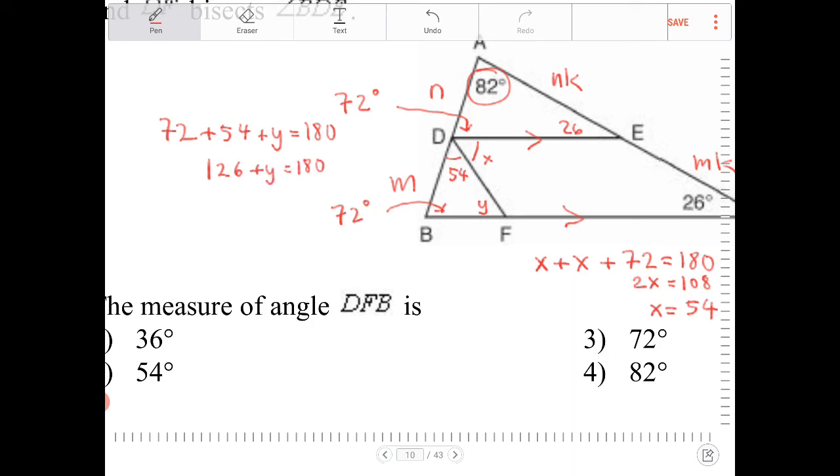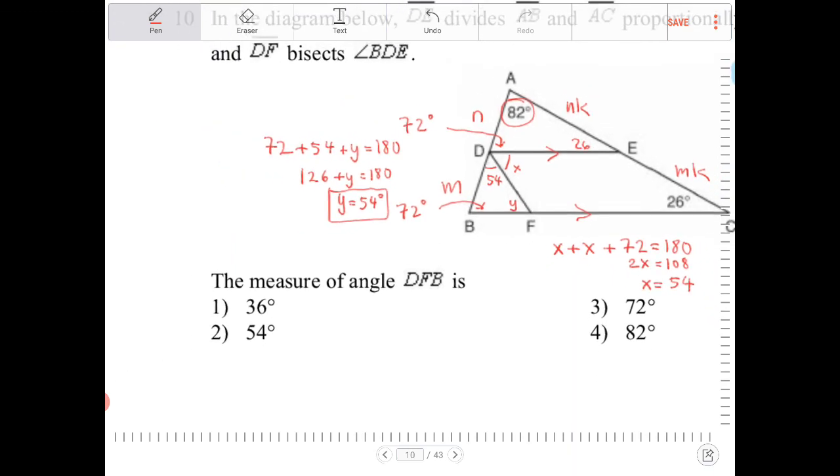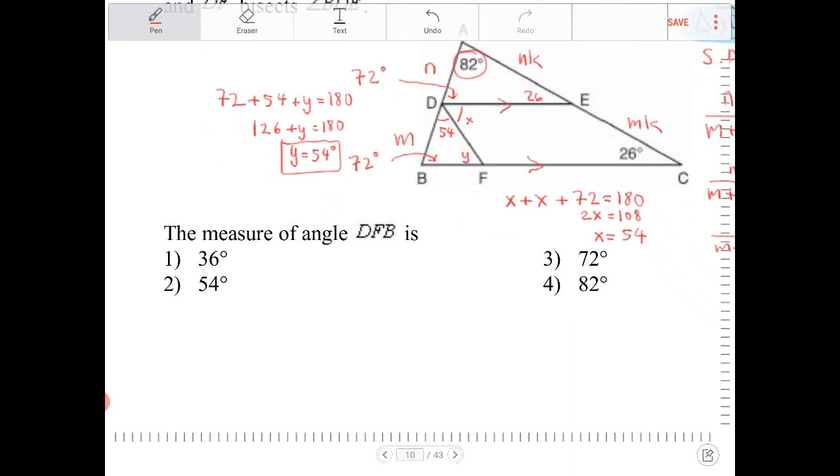If I subtract 126 from both sides, what will I end up with? I will end up with 54. Y will equal 54 degrees. So which answer choice is that? That's answer choice number 2.